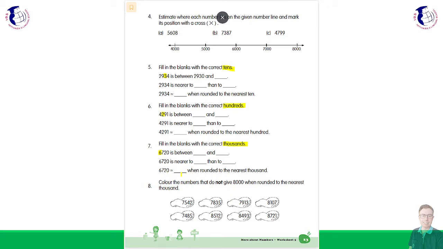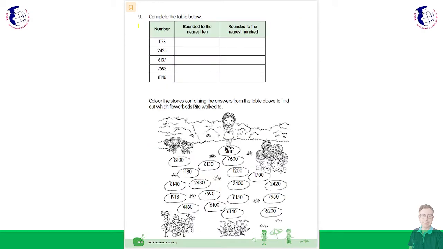Then on question 8, we have to colour the numbers that do not give 8,000 when rounded to the nearest 1,000. So take a look at all the numbers. If they're closer to 8,000 than they are to 7,000 or to 9,000, then you're going to obviously round them to 8,000. And then you'll colour them in. So if they don't round out to 8,000, just don't colour them in. Okay. Let's have a look at the next one.